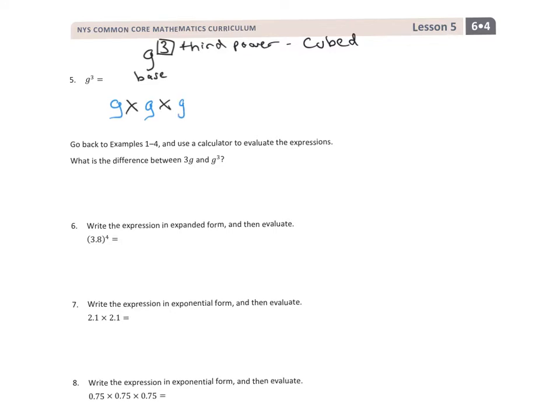Okay, so now let me ask you, going back to examples 1 through 4, they asked us to use a calculator to evaluate the expression. We already did that, so we don't have to do that. Our next direction is a question that says, what is the difference between 3g and g to the third power? So I want you to think about this. We've done both of these yesterday. What's the expanded form for 3g and the expanded form for g to the third power?